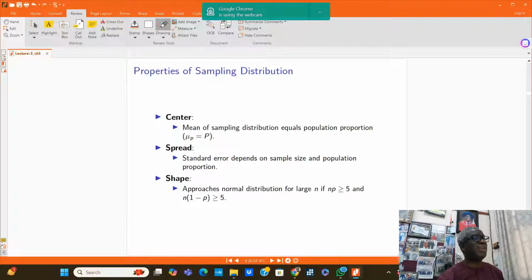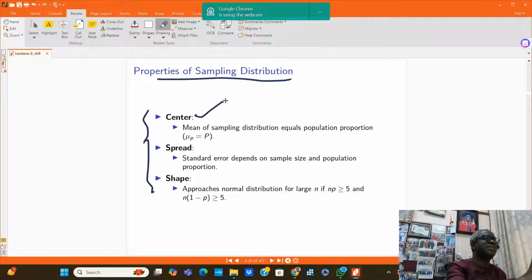So that takes us to summarizing some of the things we just discussed. Earlier I talked about the center and the spread. The third thing I need to add is the shape. These three elements are very important concepts when it comes to properties of a sampling distribution. So the three key properties: center, that is looking at the average of the sample proportions obtained from all possible samples, and that is called the mean of the sampling distribution of sample proportions. And we have shown that this equals the population proportion.